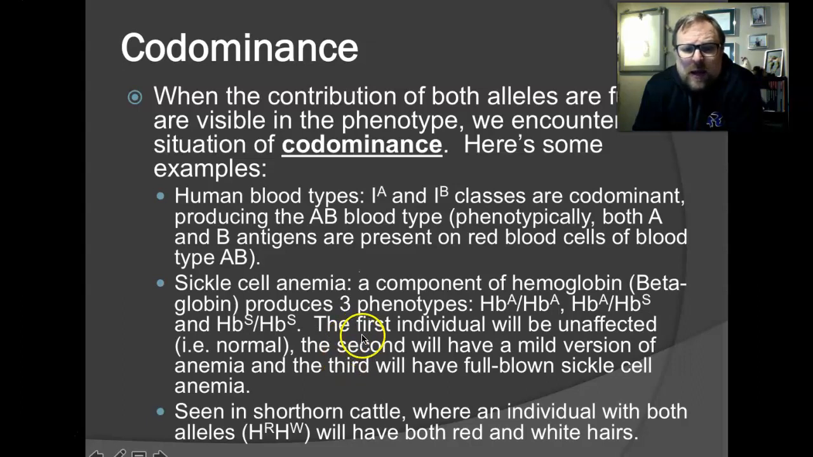And then the second individual will have a mild version of anemia, and the third individual will have full-blown anemia. So what's happening with that mild version is that some of the A is being expressed, making some of the cells normal, and some of the S is being expressed, making that a little bit abnormal. S for sickle. And so this individual expresses a little bit of both. And the third individual right here has full-blown sickle cell anemia.